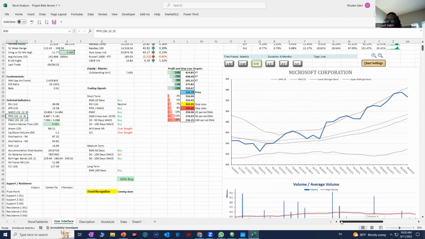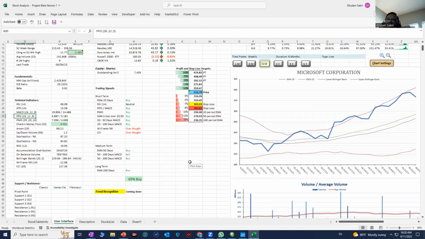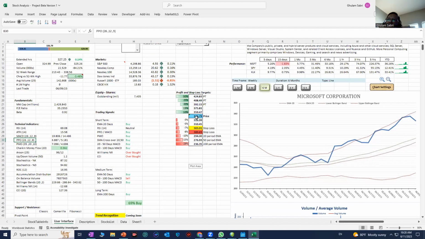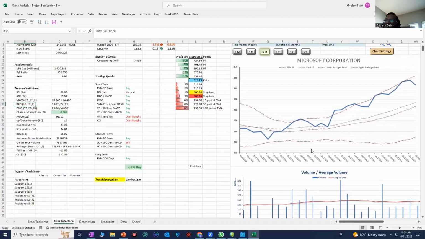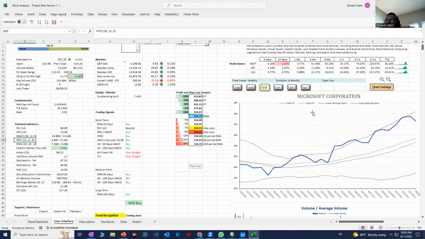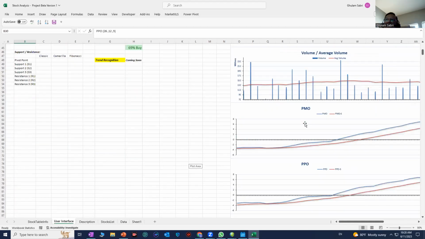So does it help in making your decision? Yeah, it gives you profit and loss target, it gives you how much distance you have, it gives you a choice to plot everything in 3 different formats. Now we are looking at the weekly performance for one last list. It's a weekly chart, not monthly.